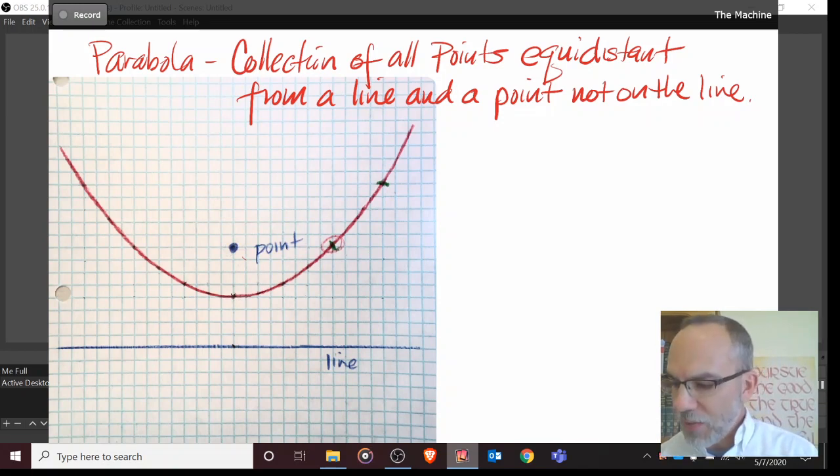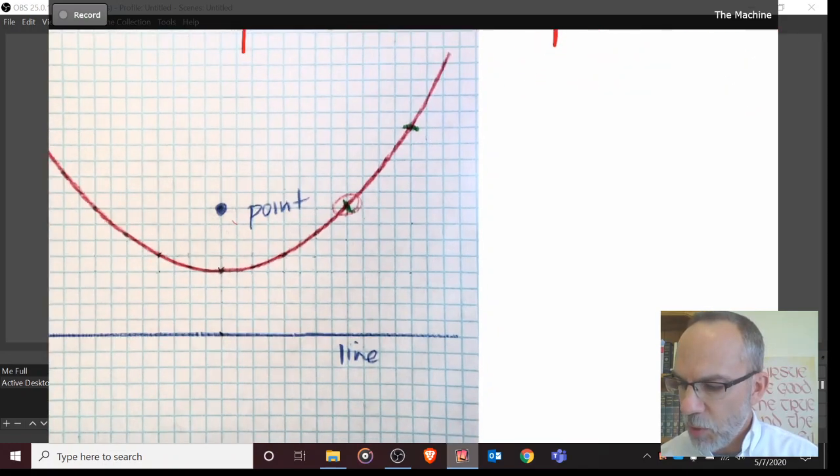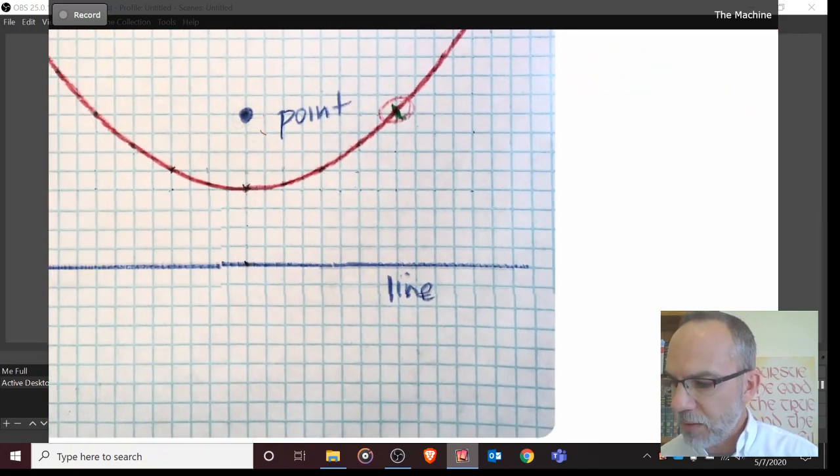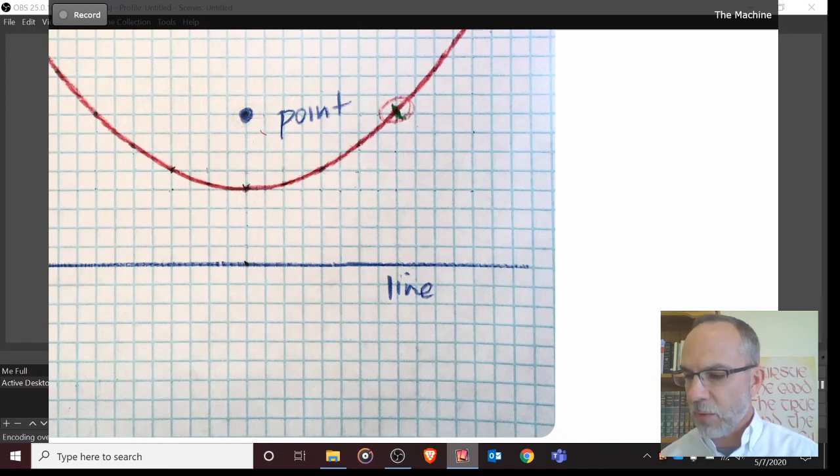So let me kind of reach in here now and let's discuss some vocabulary and some principles for this. So I've got a point and I've got a line, and the point is not on that line, they're in blue, and then I have the parabola in red. The point has got a special name. This point is called the focus.